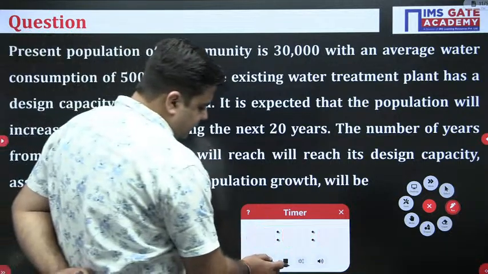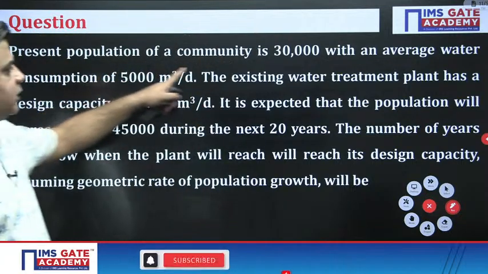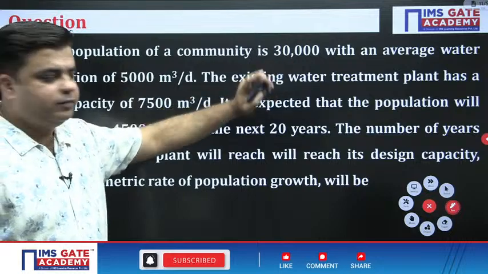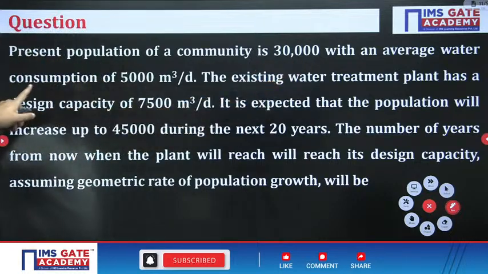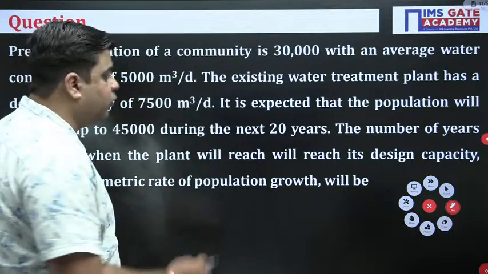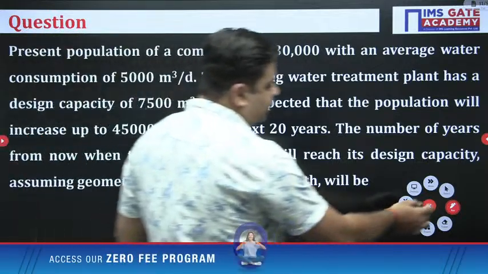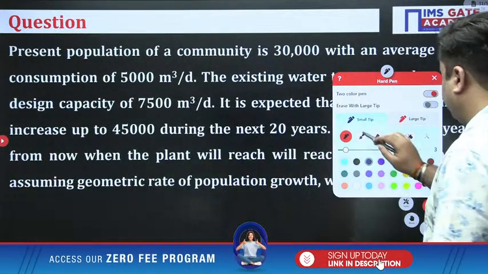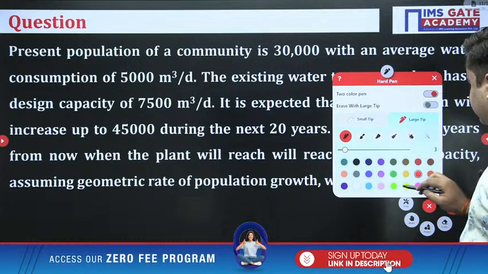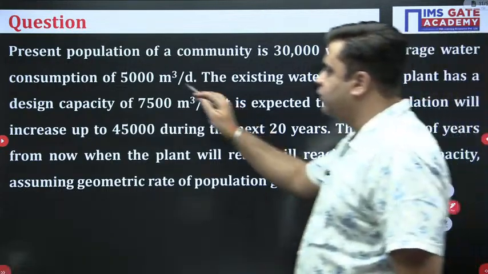Okay, let's see this question. The question says that the present population of the community is 30,000 with an average water consumption of 5,000 meter cube per day. Now, first of all, who will tell me what you understand by the words average water consumption of 5,000 meter cube per day? Anyone who can tell me?